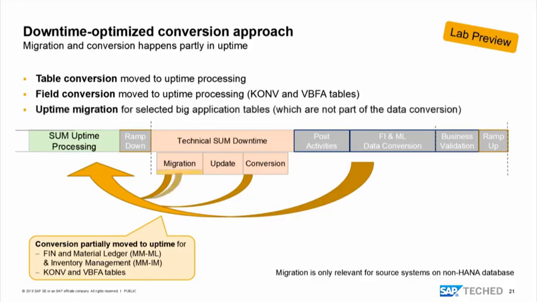You see that a part of the migration is done in uptime already. Migration of selected large application tables which are not affected by the new data model. That is a manual activity. I select those tables. I tell the tool those 10 tables shall be migrated in uptime as well. That is potentially part of what we call downtime optimized conversion, pilot mode. But this specific part, uptime migration, this is generally available for conversions.